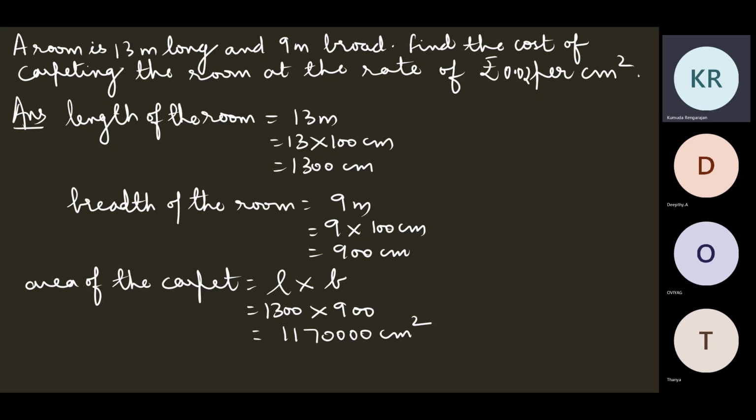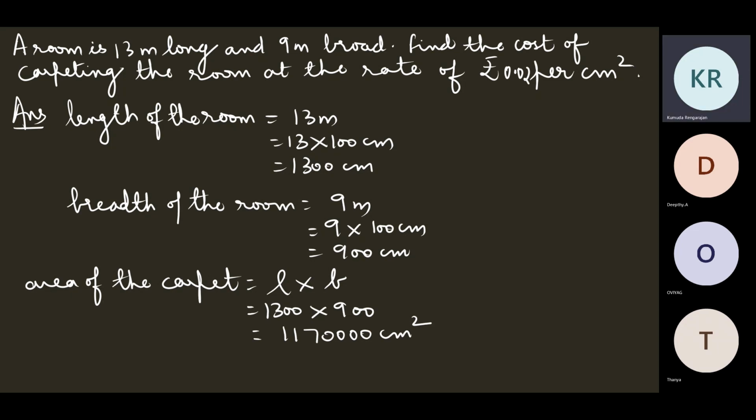Now we have to find the area of the carpet, which is nothing but the area of the floor. How do you find the area of the floor? Length of the floor into breadth of the floor. The carpet is going to be spread on the floor, right? So the area of the carpet is the same as the area of the floor. Area of the floor or the area of the carpet or the area of the room, all are the same. Area of the room meaning area of the floor of the room.